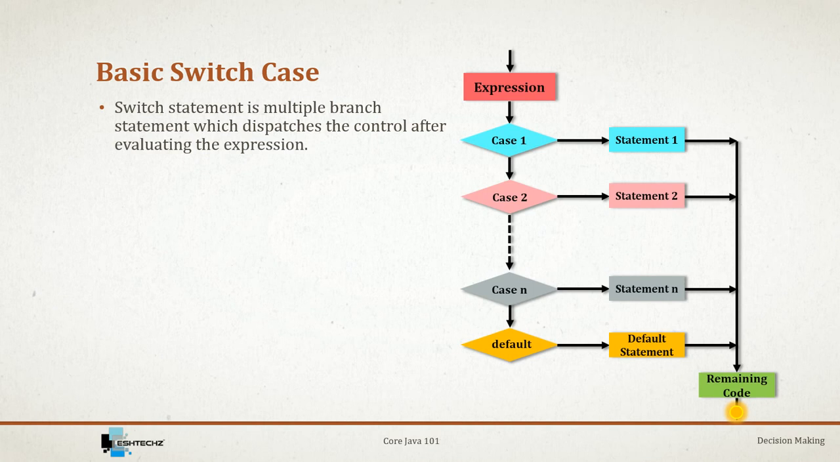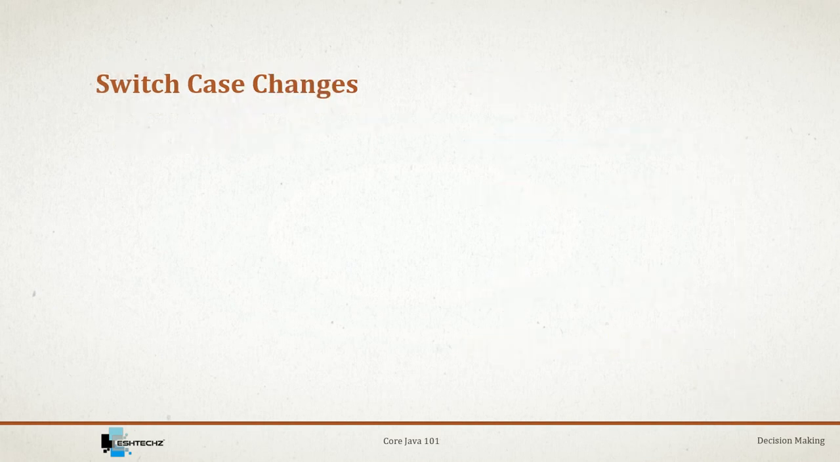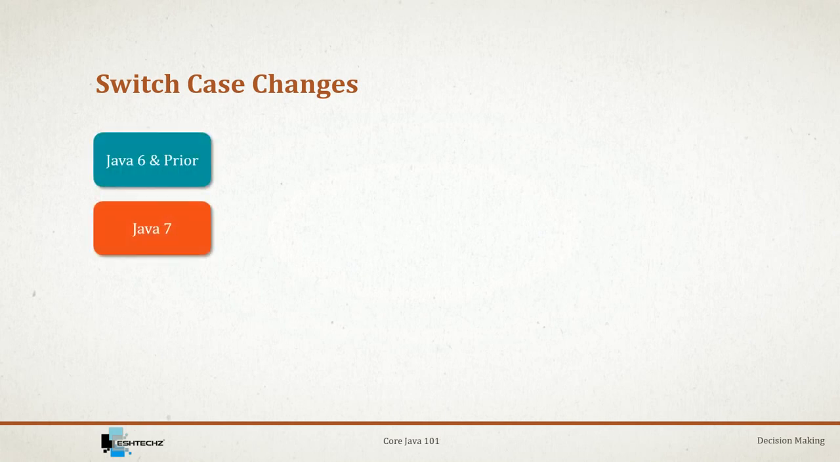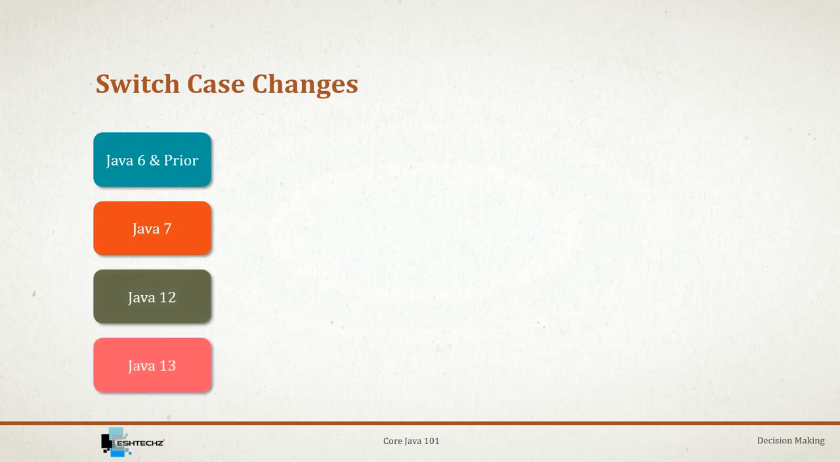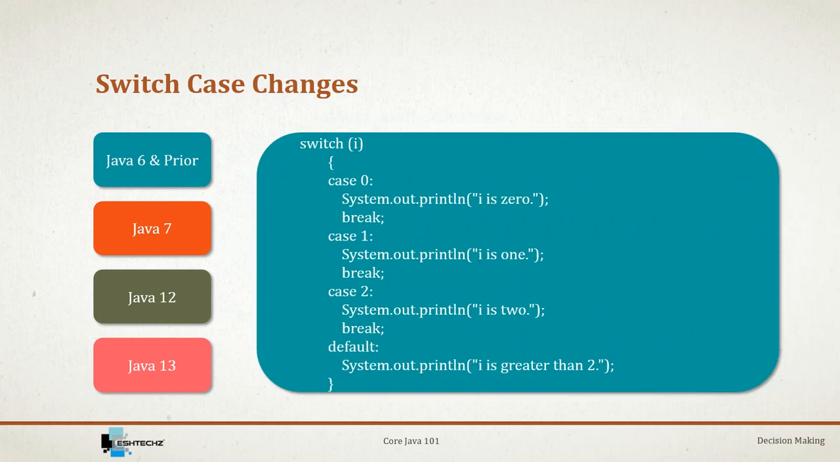Now let's take a look at the changes that happened with the switch case. The first one is Java 6 and prior, then Java 7, Java 12, and at last Java 13, which was very recent. For syntax, let's start with Java 6 and prior. This is the very widely known switch case and it lasted for a very long time in Java. Here i is int and apart from int, switch accepts only char.